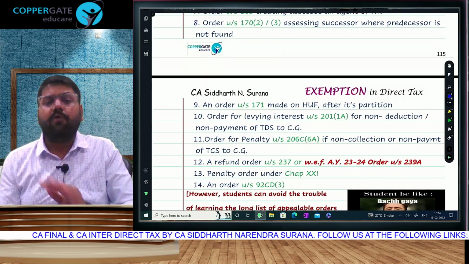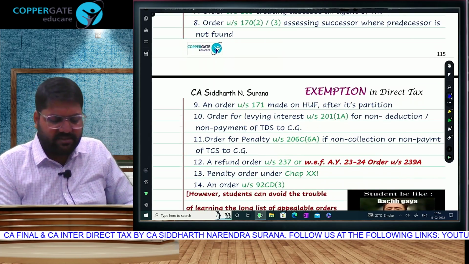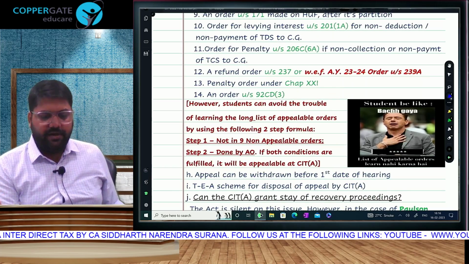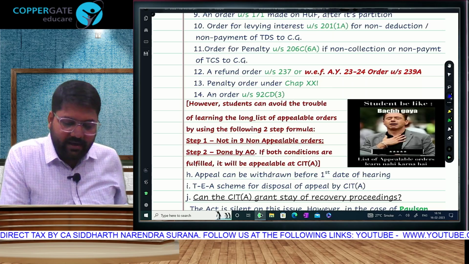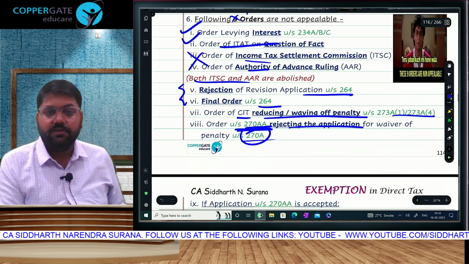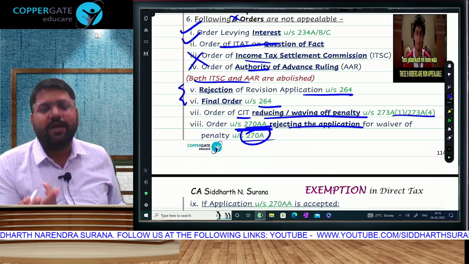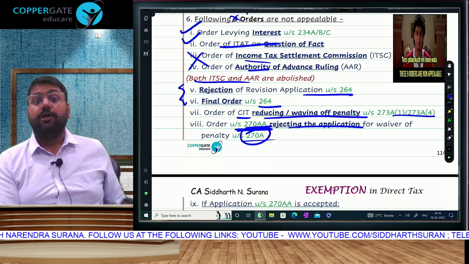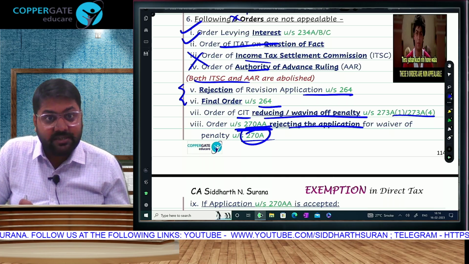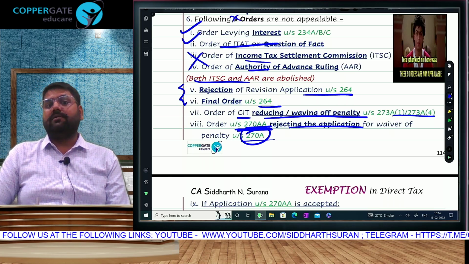And if you want to avoid the trouble of learning so much in detail, I mentioned it also, the idea is: anything which is not there in these 9 non-appealable orders. See, there are 9 non-appealable orders. It is 7 now because 2 are abolished, but primarily there are 9. If it is not in the 9, that means it is appealable. Not in the 9, that means it is appealable.